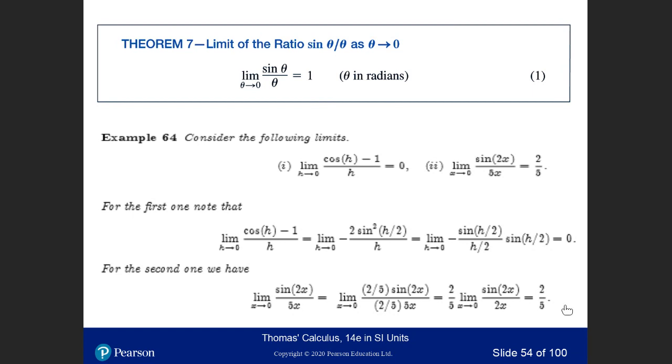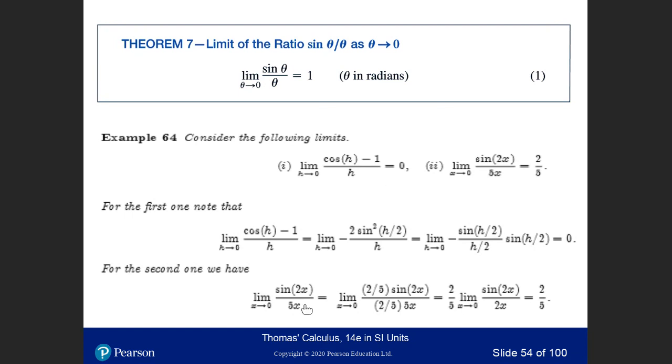Okay, for the first one, cosine h minus 1 divided by h is actually minus 2 sine square h over 2, over h. That's the half angle formula. So I can write this as, I can cast the 2 under the h here. So the limit as h goes to 0 of sine h over 2 divided by h over 2 is the same as this. You can say this theta is h over 2. So that's the same thing. This must be equal to 1, but this is 0. So that's 0. That's the proof that this is 0.